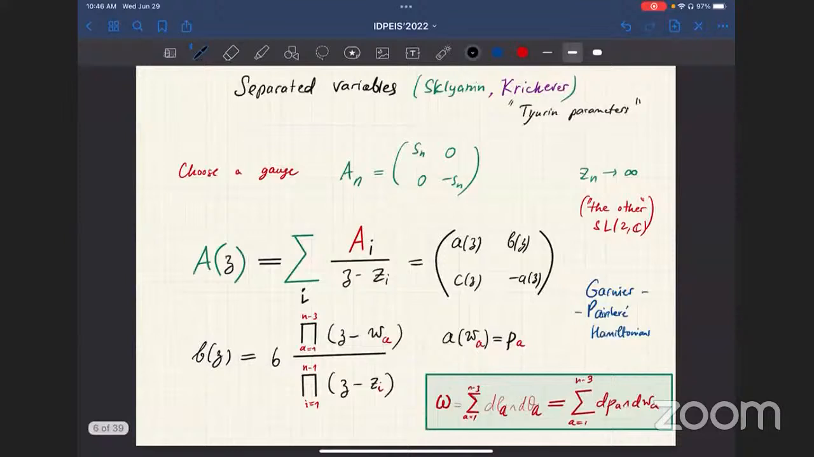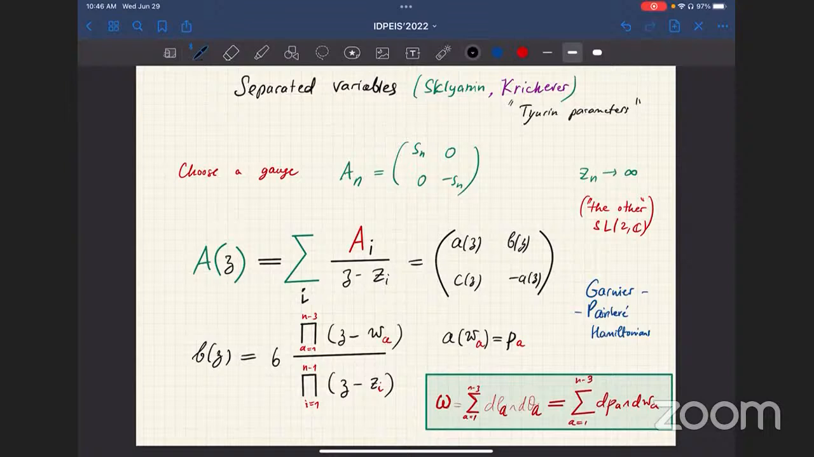Now, another coordinate system, and that's where you get Garnier. Oh, by the way, I wrote Garnier. It was for the isomonodromic deformation flows, but it's the same flow locally.